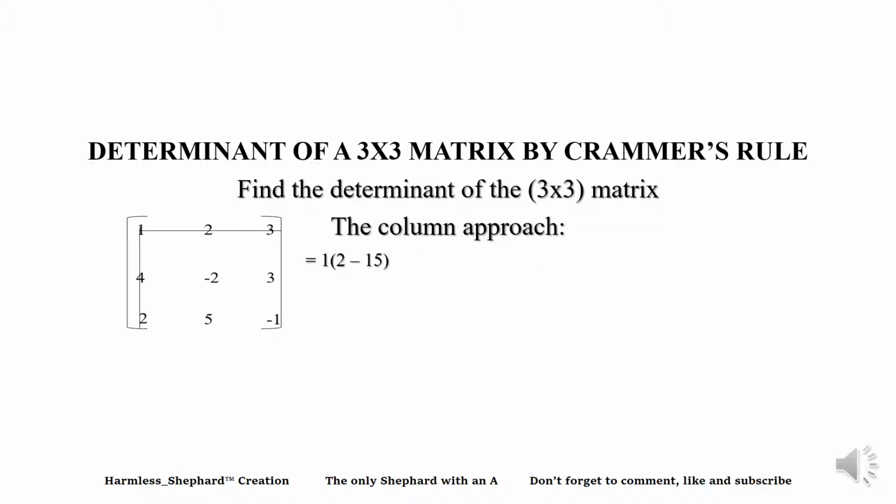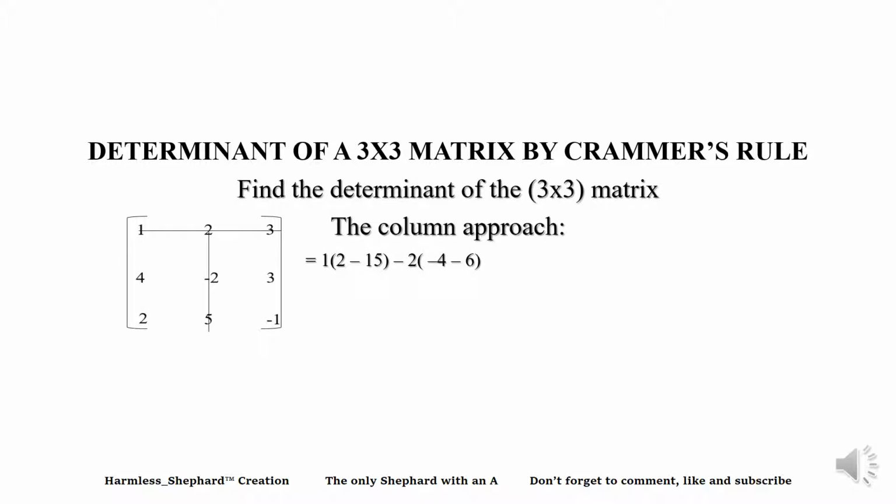In the column approach, you see, we'll strike first column and first row. We have 1. Then the elements that are not affected are -2, 3, 5, and -1. So -2 times -1 will give us 2, and 5 times 3 is 15. So 2 minus 15.